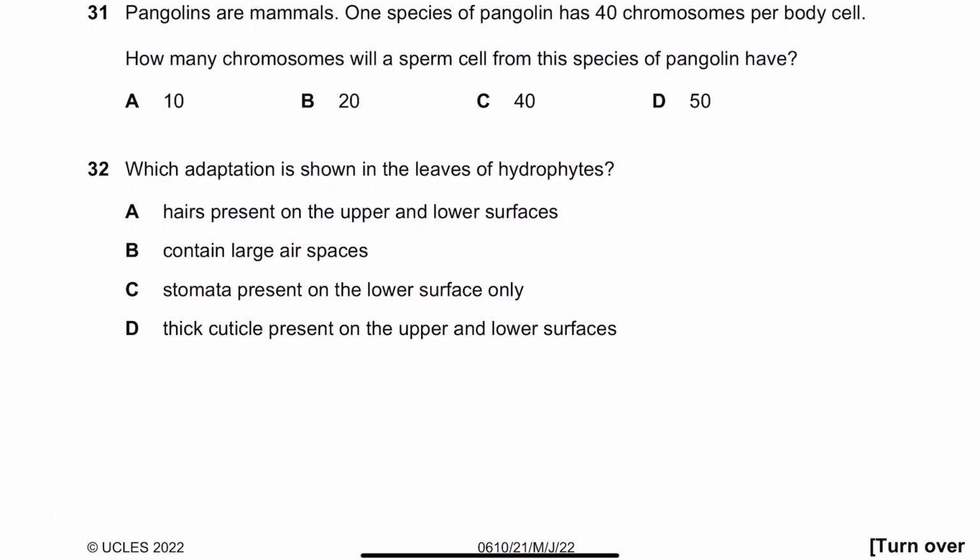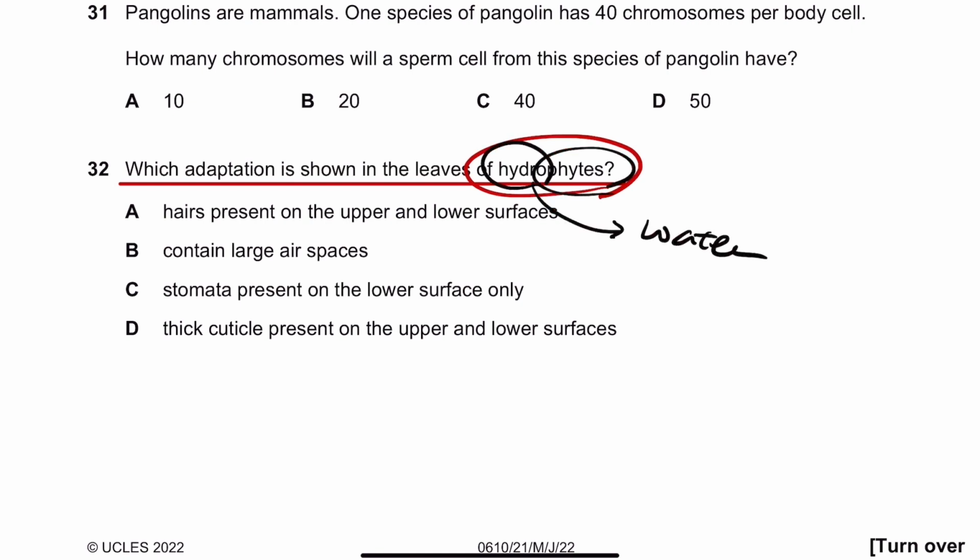Number 32. Which adaptation is shown in the leaves of hydrophytes? So, let's have a look at the word hydrophytes. The word hydro means water. Phytes means plants. Okay. So they're plants that live in or on the water. So let's have a look at the options here. A, hairs present on the upper and lower surfaces. No, it's got nothing to do with adaptation on or in plants that live on or in the water.